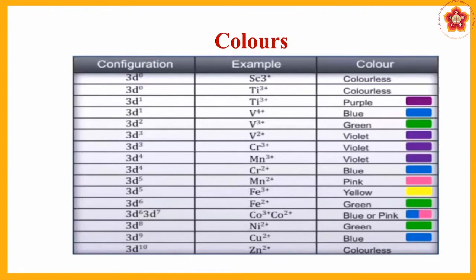Now the question here is, generally when we talk about stability, we take d0, d5, d10 in one condition. But here d5 is giving color, while d10 and d0 are colorless. d5 gives color because in d5 you will find unpaired electrons. You need not memorize these colors as such, but the basic thing you have to know is that if there are unpaired electrons, it will show color. If there are paired electrons, they cannot be excited to a higher state. So only those which are unpaired will show some color properties.